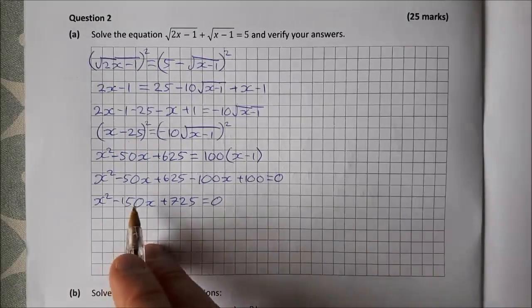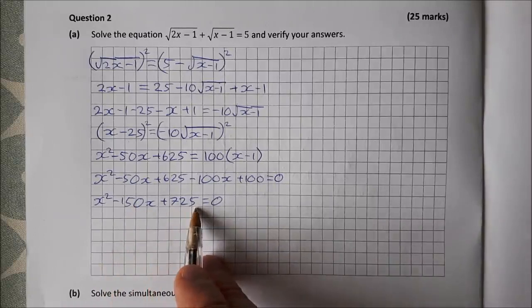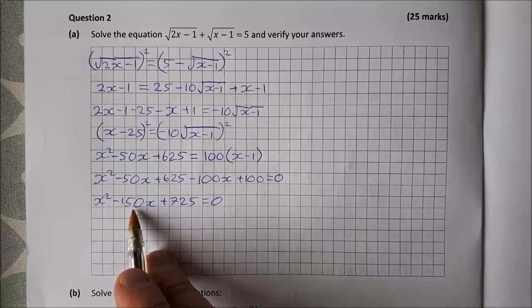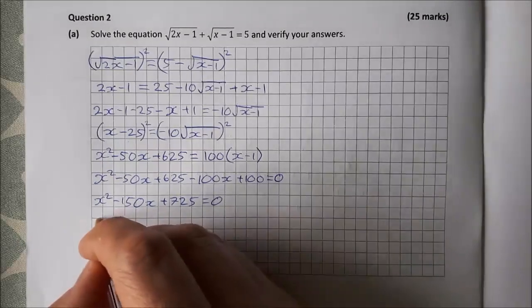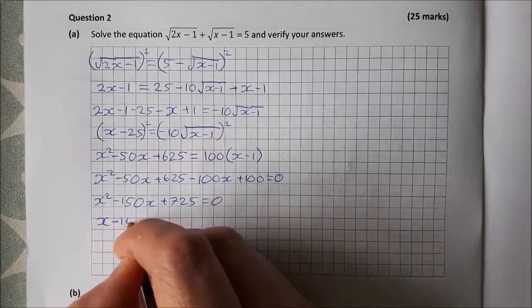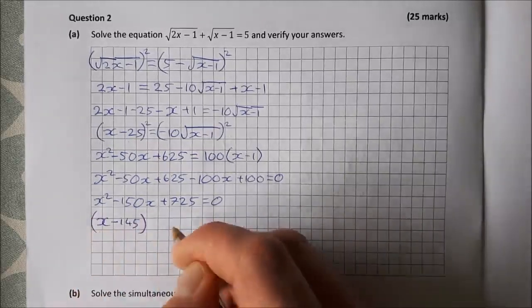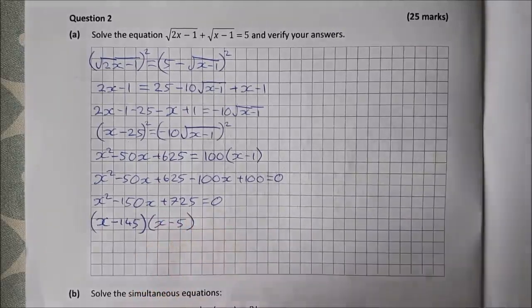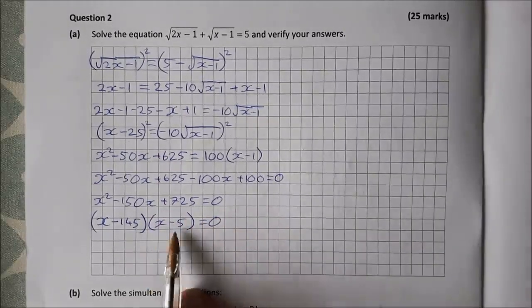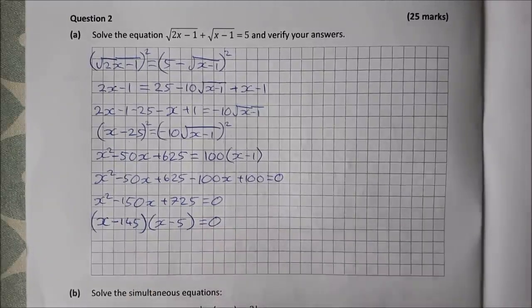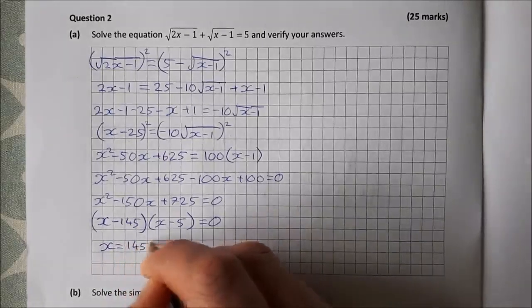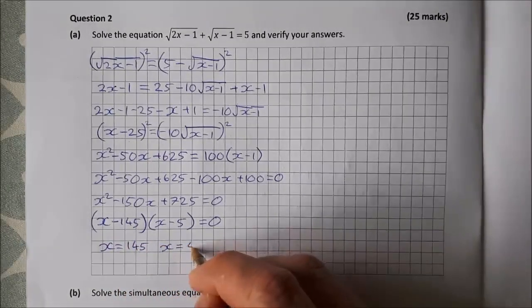So to factorize this here, factors of 725 that add up to give me 150 turn out to be minus 145 and minus 5. So my factors are x minus 145 times x minus 5, and that's equal to 0. So those are my two factors. Then that means our two roots are x equal to 145 and x is equal to 5.